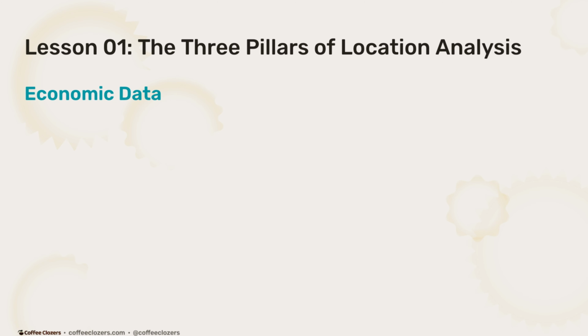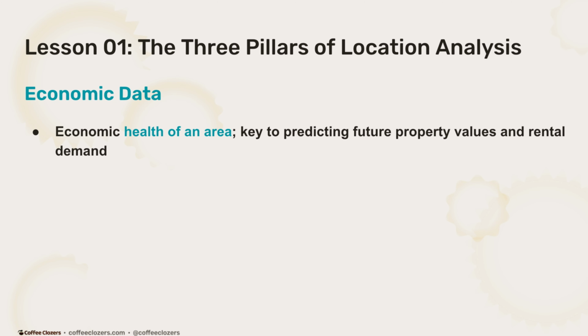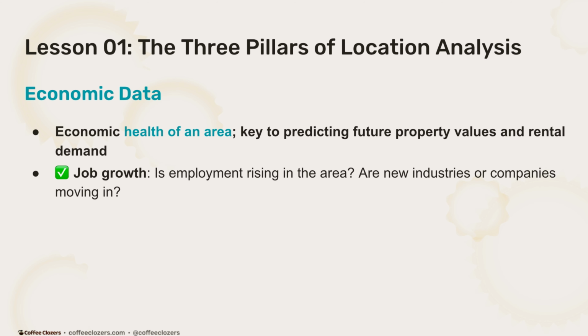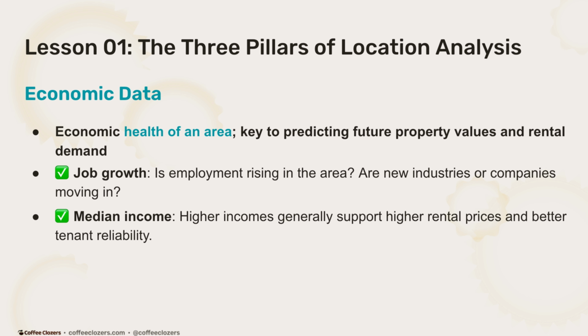Starting with economic data. Economic data is the health of an area. It helps to predict future property values and rental demand. An example of economic data is job growth. Is employment rising in the area? Are new industries or companies moving in? This can mean an upward growth of potential tenants.